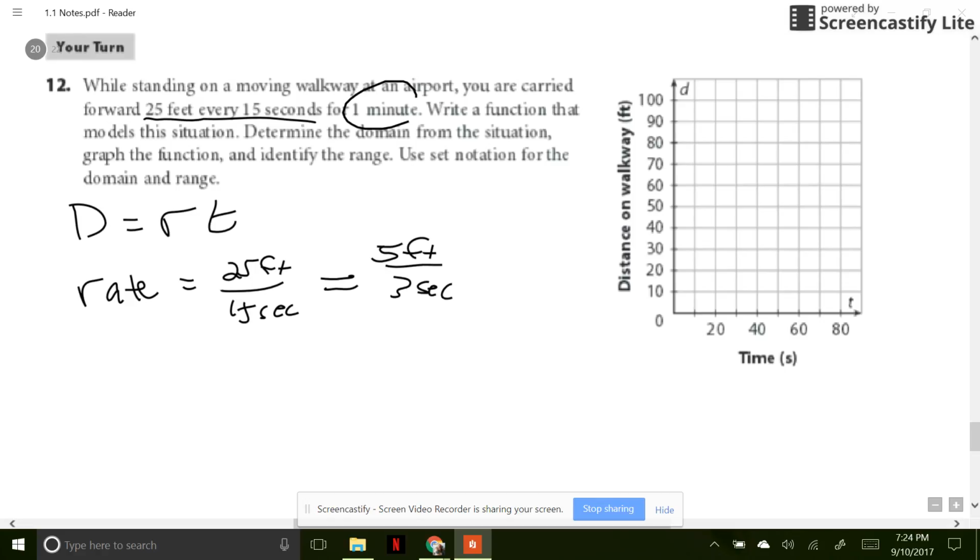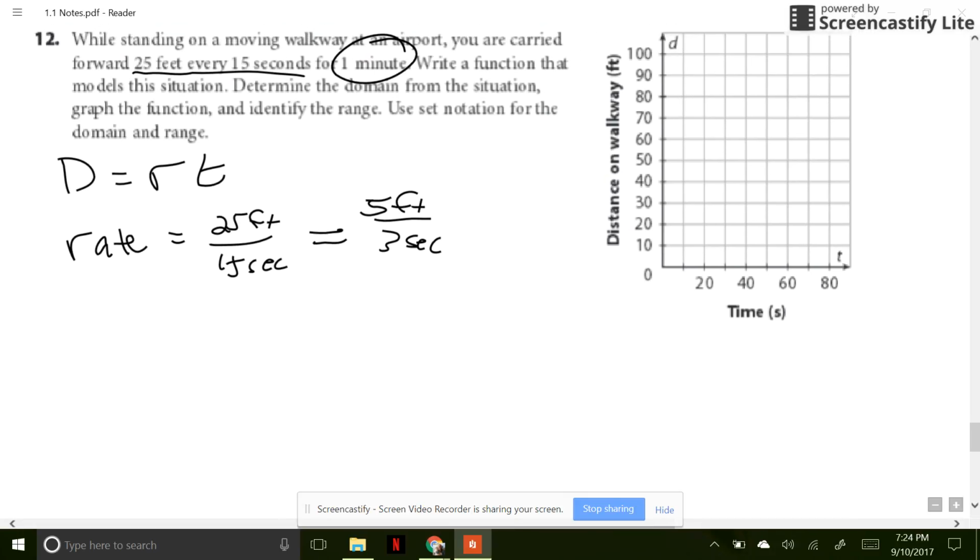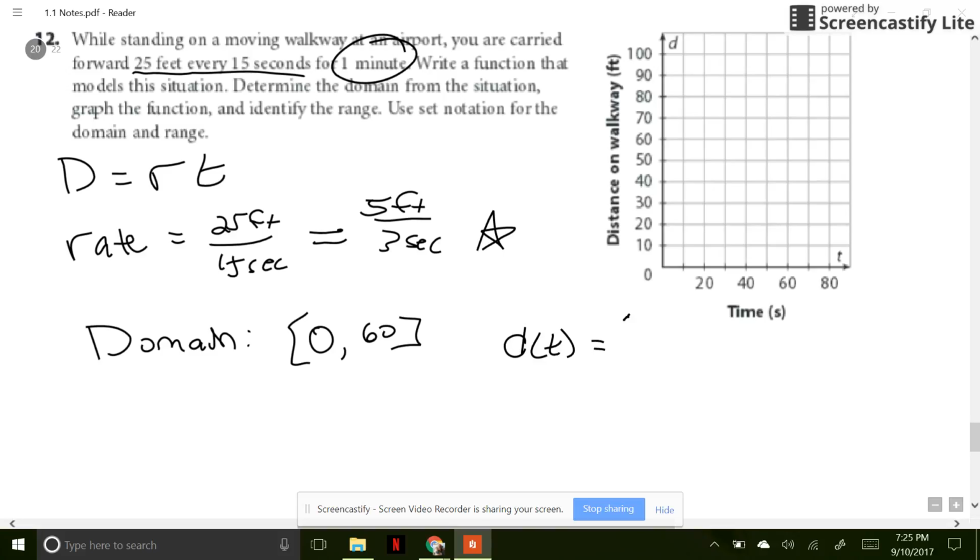Our input is time. Our time there is 1 minute, so that's giving us our maximum amount of time. So our domain is going to be from 0 to 1 minute, but if you notice here, our rate is in seconds. So our domain is going to be from 0 to 60. And our function, d of t, is going to be our rate, 5/3, times our input of t. Once we know this is our domain, 0 to 60, to find our range, we'll plug those values into our function.